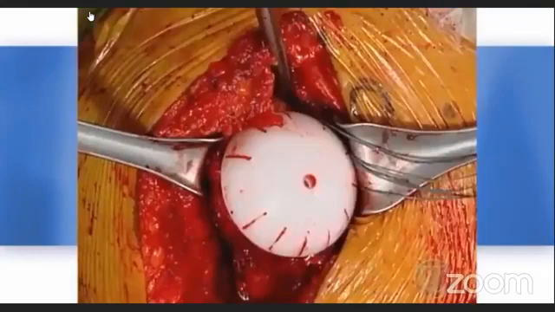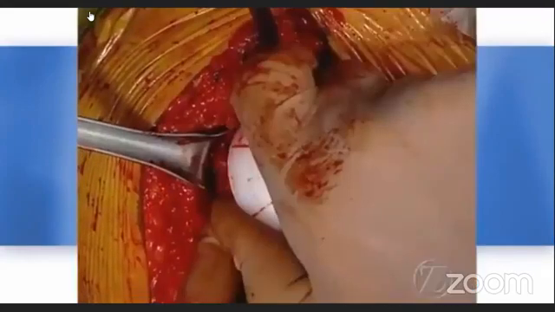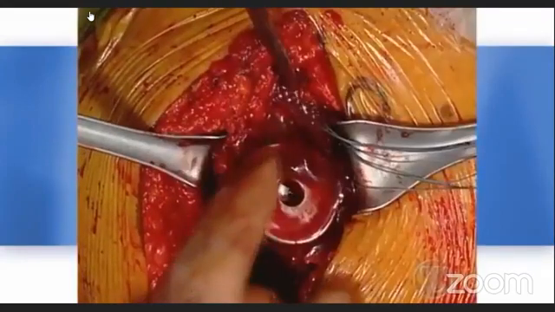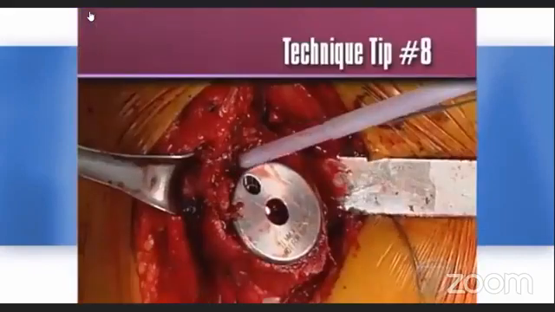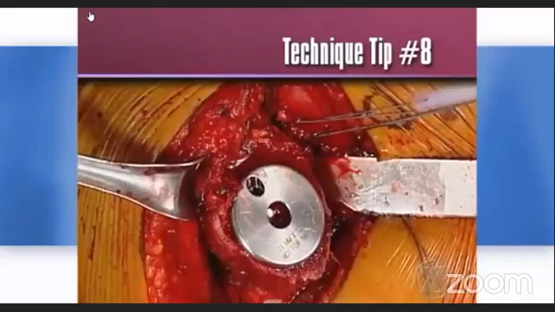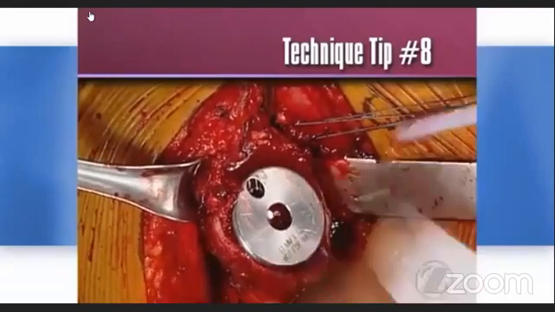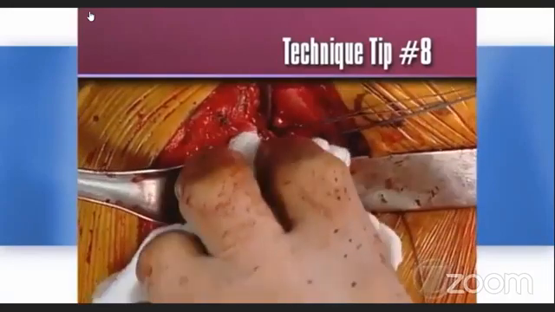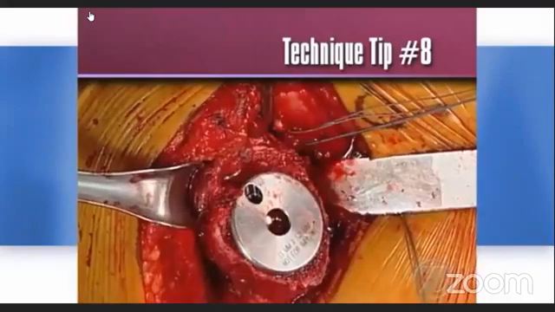After the trial reduction, remove the provisional head. It's very important to leave the humeral trial stem in place, as this will hopefully decrease bleeding and also protect the cortex of the humerus.